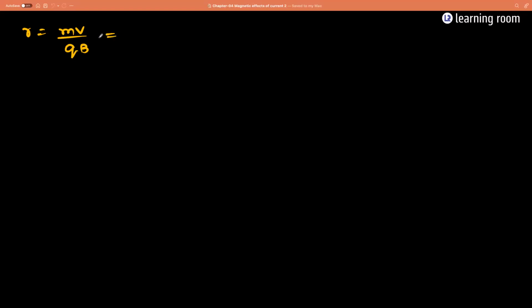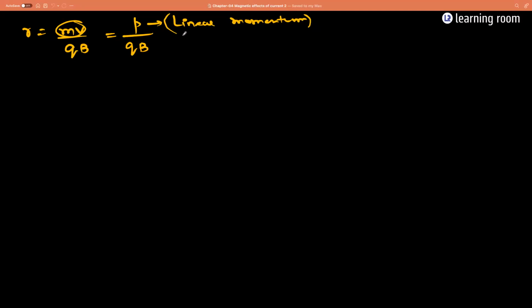So what is happening here is this m into v is there, no? Can I replace it with p, and qB I leave as it is. So where this p is called as? Linear momentum. So sometimes you can have questions based on this linear momentum also.